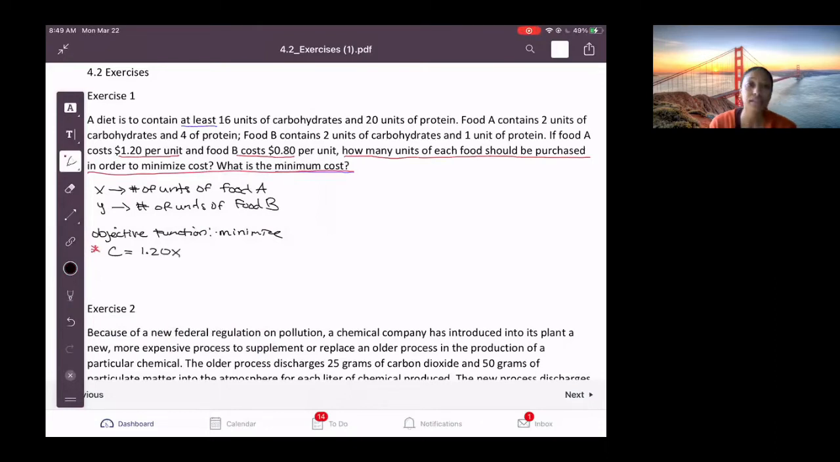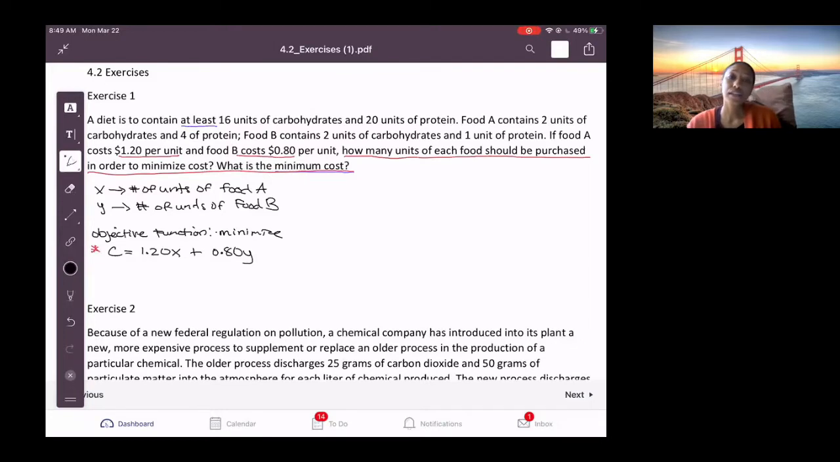$1.20 times X. So that's $1.20 times the units of food A that we're buying, plus 80 cents, so 0.80 times Y. This is our cost function. All right, I'll pause here for a bit.